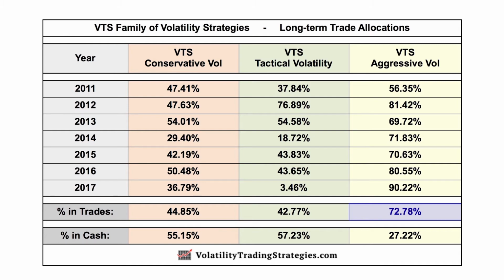You can see the long-term average is about 73% allocated to trades, and about 27% of the time in cash. I feel like it's not a good idea to go any higher than that because all volatility products and all volatility strategies do have risk. But for those of you out there who really do like to be in the market more often, this strategy is probably more suited to your needs.